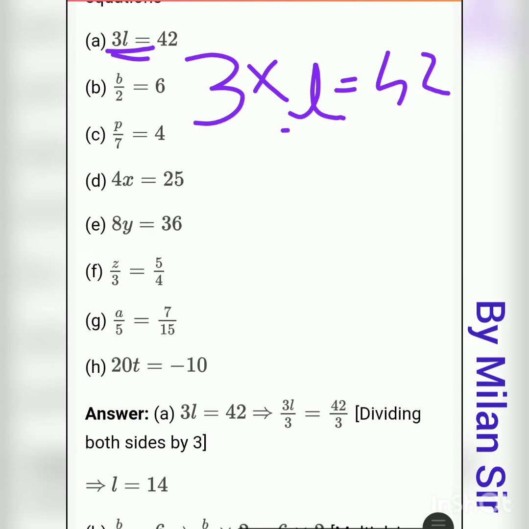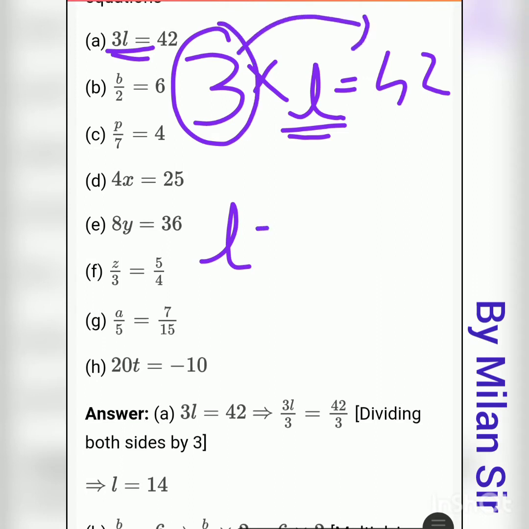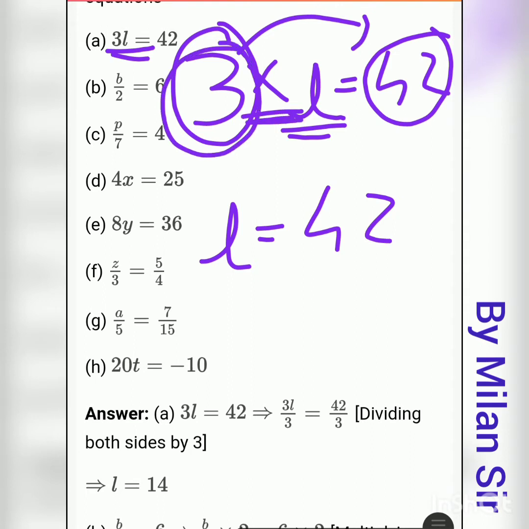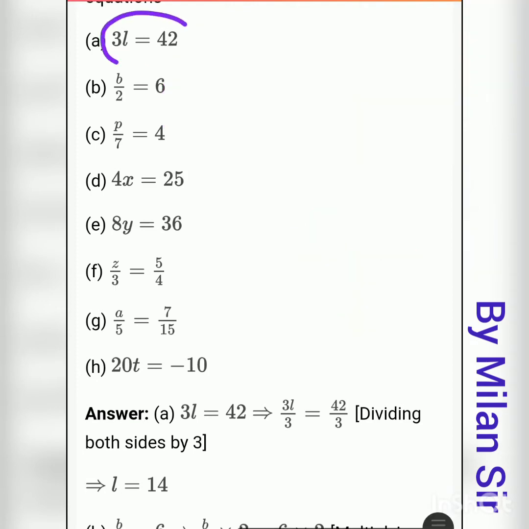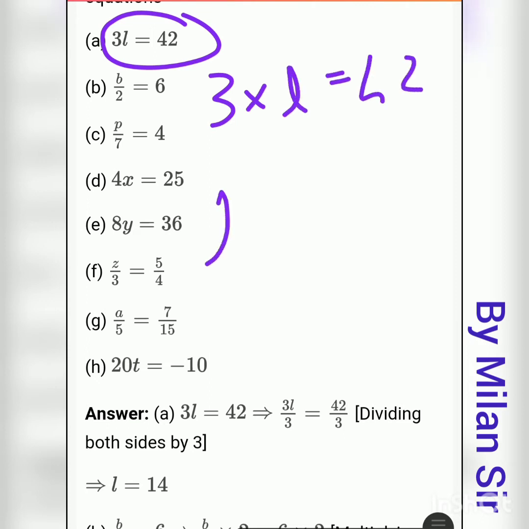Now if we want to find the value of L, we need to transfer this 3 to the right hand side. Okay, first of all here we have 42. Here we have multiplication, so if we transfer this multiply 3 to the right hand side, it goes to division. Okay, again I repeat these things. 3L, that means 3 multiply L is equal to 42. Now L is equal to 42 as it is. Now we need to transfer this 3 to the right hand side.